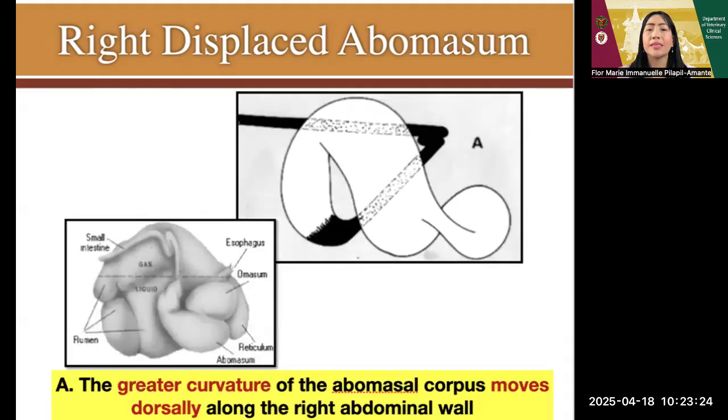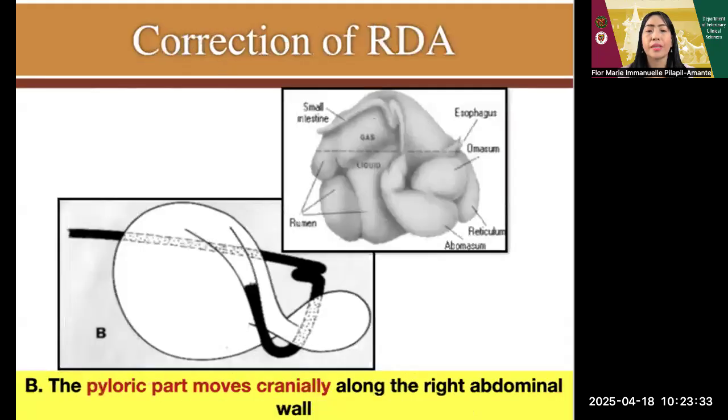The first type of displacement is that the greater curvature of the abomasal corpus moves dorsally along the right abdominal wall. The other type is that the pyloric part moves cranially along the right abdominal wall.